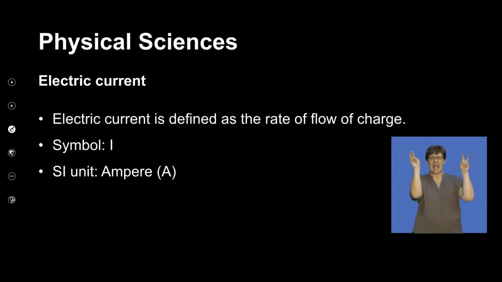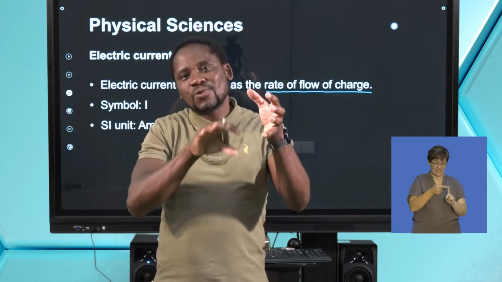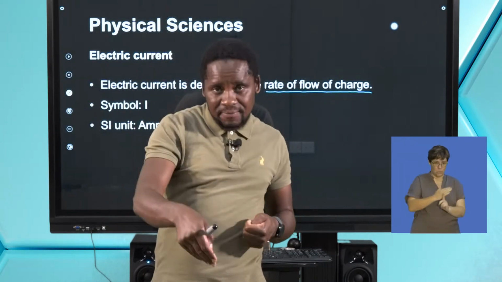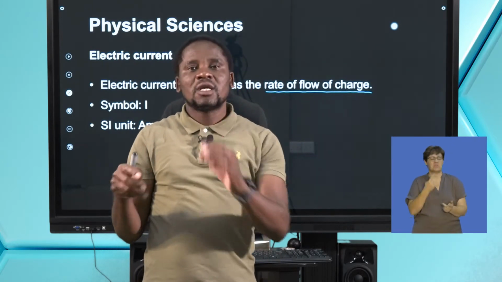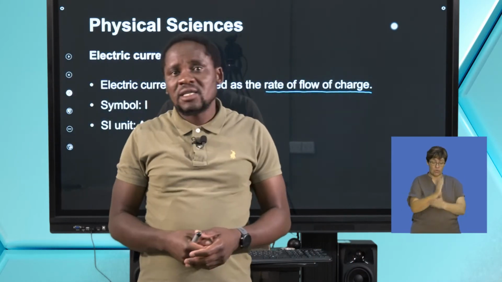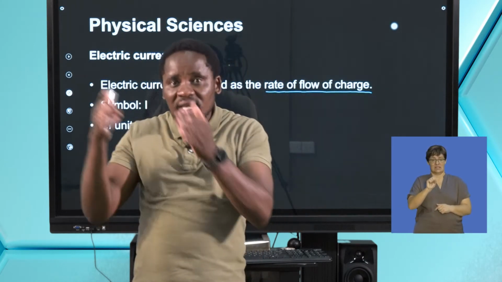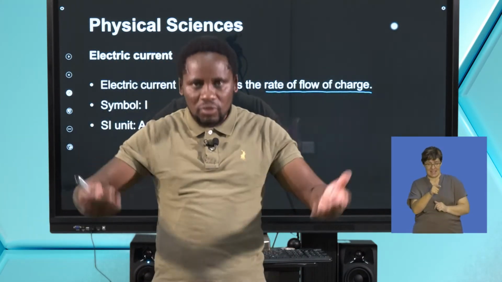Now, let's talk about electric current, which is our main concept for today. Electric current is defined as the rate of flow of charge. The word rate has come up. That's our first encounter with it. When we talk about rate, we are saying how much charge passes through a point in a given time. So let's say for argument's sake, 5 coulombs of charge passing through a point per second. So the rate is 5 per second. That's the idea of the term rate.